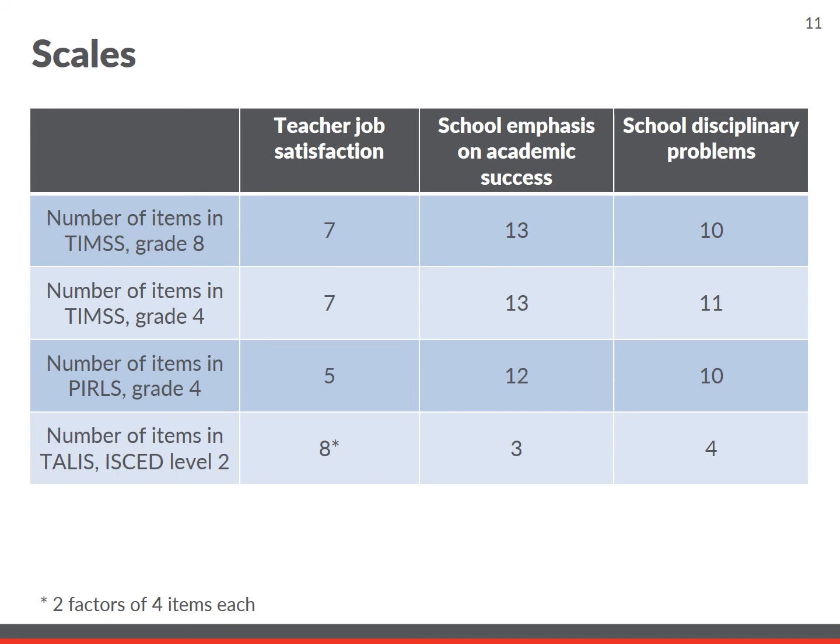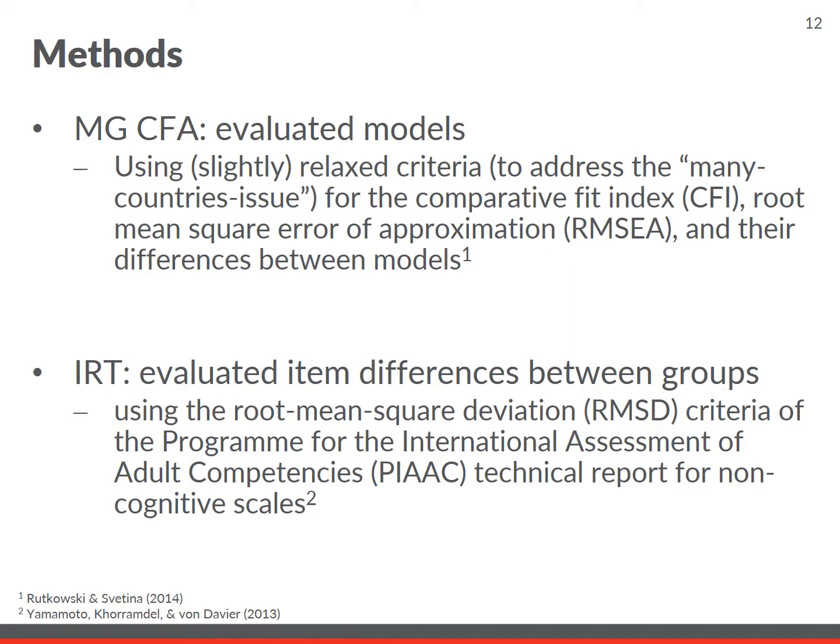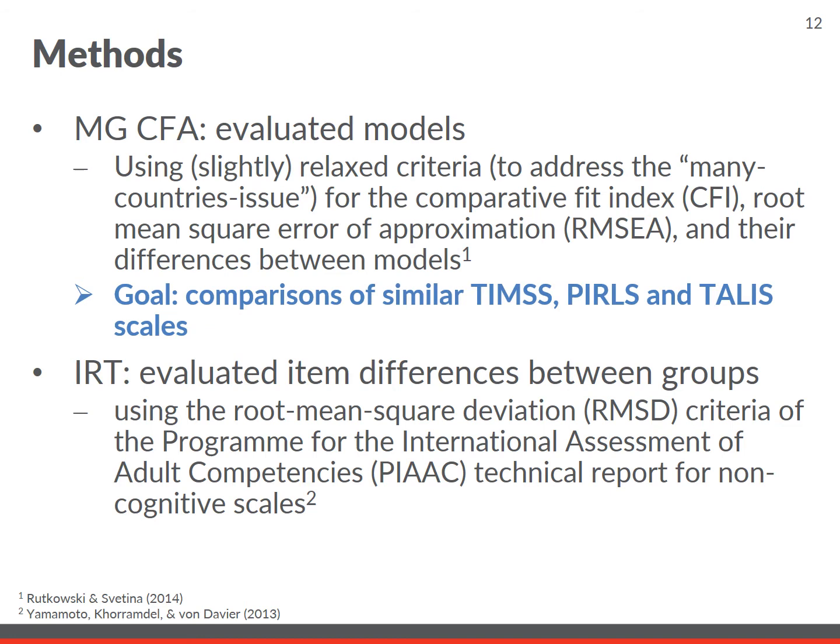The table shows the number of items in each scale. Of note, job satisfaction in TALIS was measured by a two-factor scale, meaning theoretically it measures two latent variables that are interrelated. For MGCFA, we evaluated models based on slightly relaxed criteria of model fit indices. Of note, we did not use partial measurement invariance for the TALIS scales, as was done for the IEA's analysis of these same scales in the study itself, because we wanted to compare the simplified MGCFA method with TIMSS and PIRLS scales. Our goal was to compare similar scales between the three studies using previously established methods.